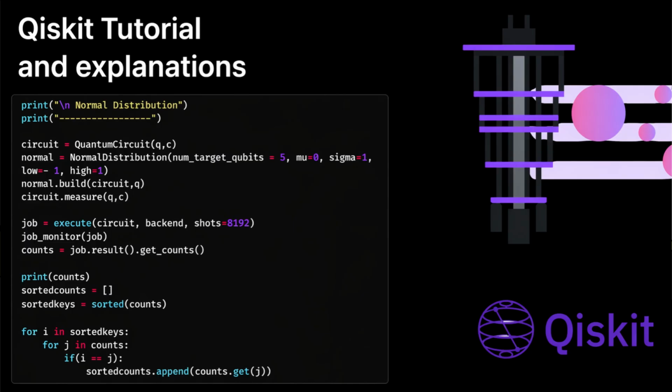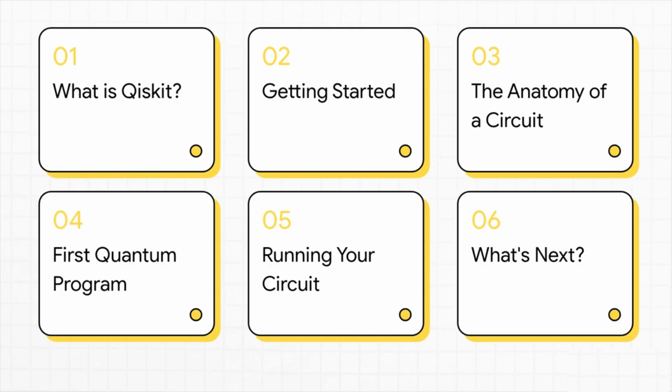So here's our game plan. We're going to walk through 6 key steps that will take you from zero to running your very first quantum program. We'll kick things off with what Qiskit even is, then get your computer all set up, understand the real building blocks of a circuit, then write some code, run it, and finally take a look at where you can go from here. All right.